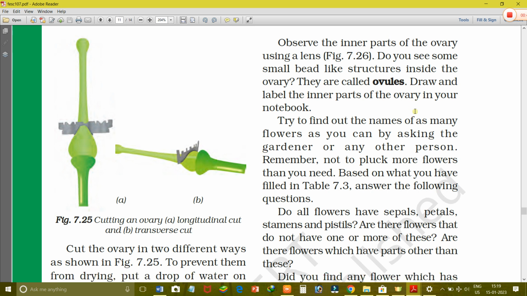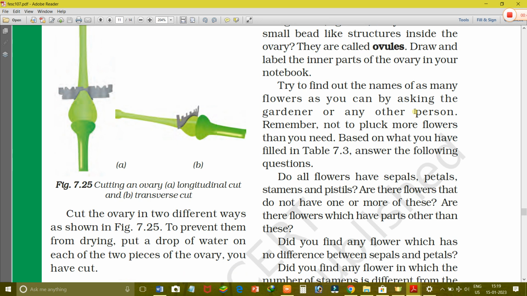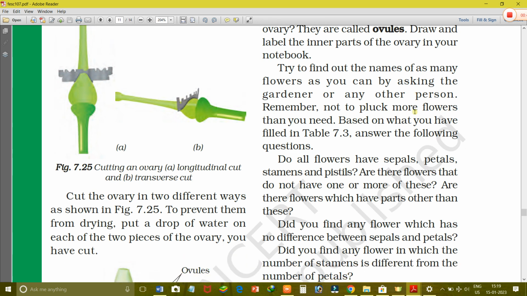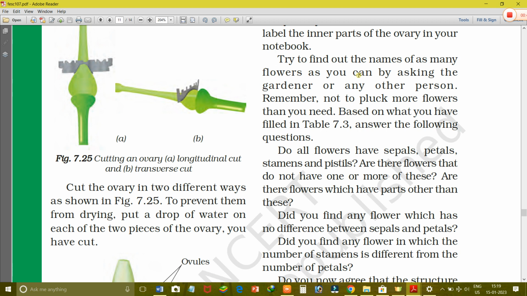Try to find out the names of as many flowers as you can by asking the gardener or any other person. Remember not to pick more flowers than you need based on what you have filled in table 7.3.